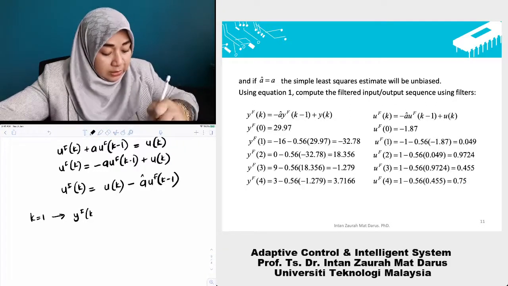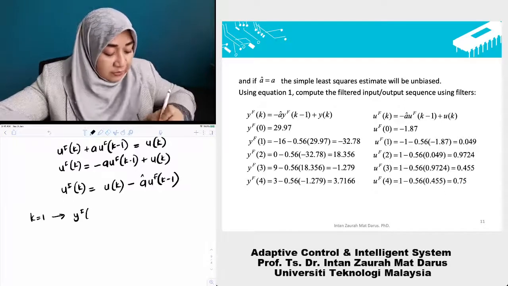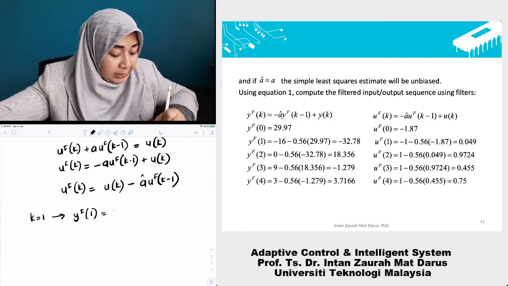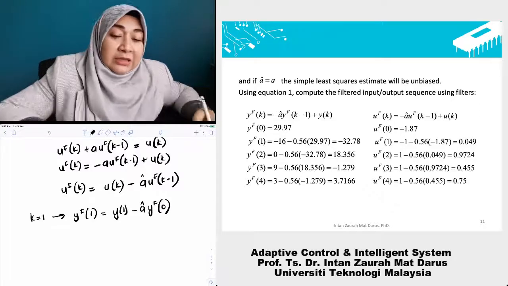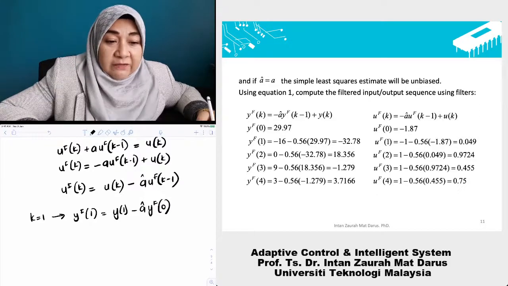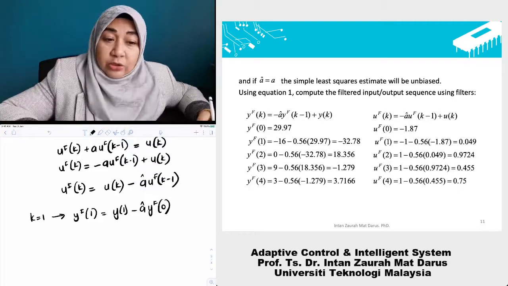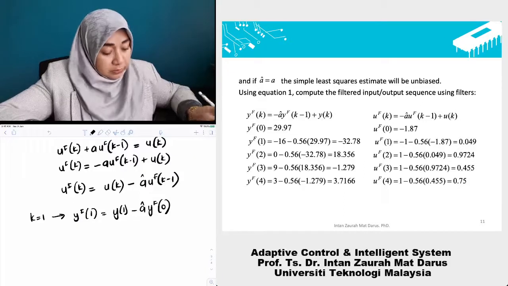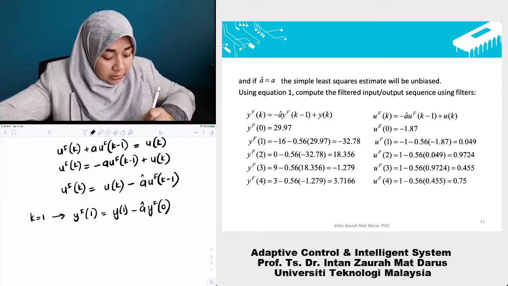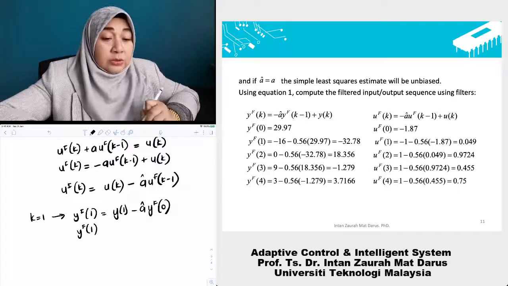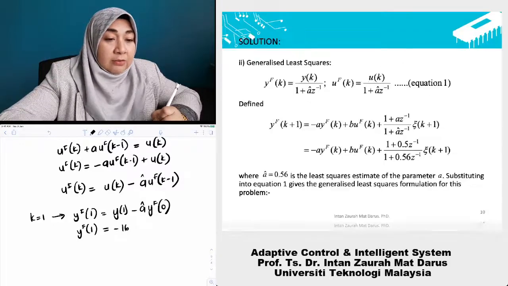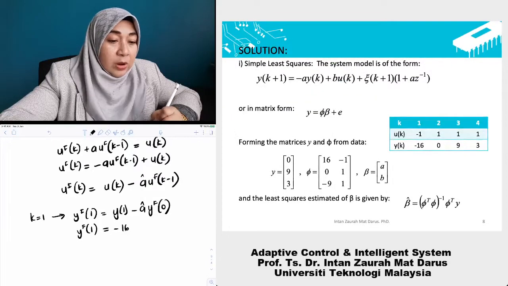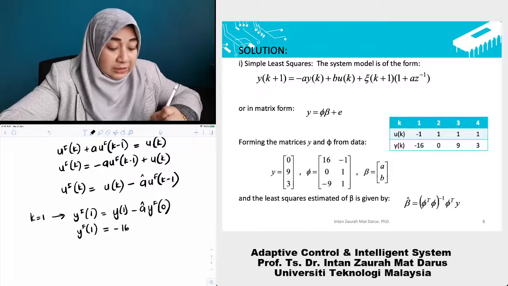So if you start with K equals 1, in this case Y filtered 1 is equal to the actual Y1 minus the estimated A times Y filtered 0. For the problem, Y filtered 0 is given as 29.97, so you can just put that in your equation. So if I put the value for Y1, which is from my tabulation of data, if you look at the data again, that's the data. So Y1 is negative 16. So put that negative 16 there.